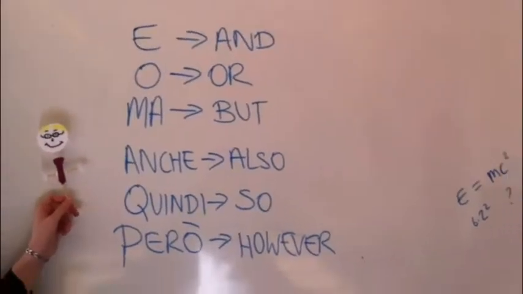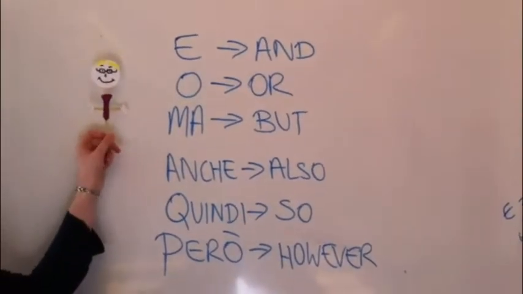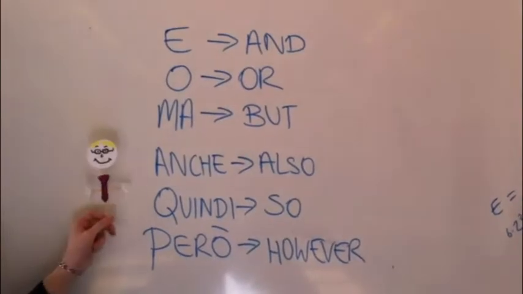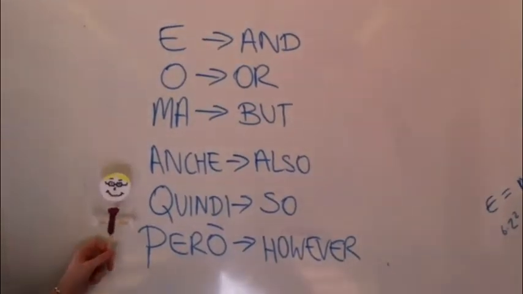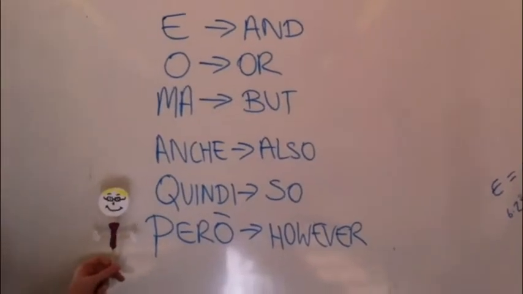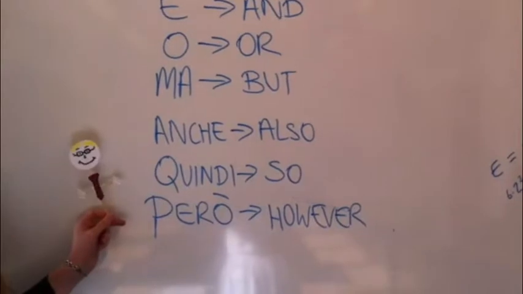So coordinate conjunctions such as e, which means and, o, or, ma, but, anche, also, quindi, so, and però. However, again, there are many more coordinating conjunctions which you can look up again.